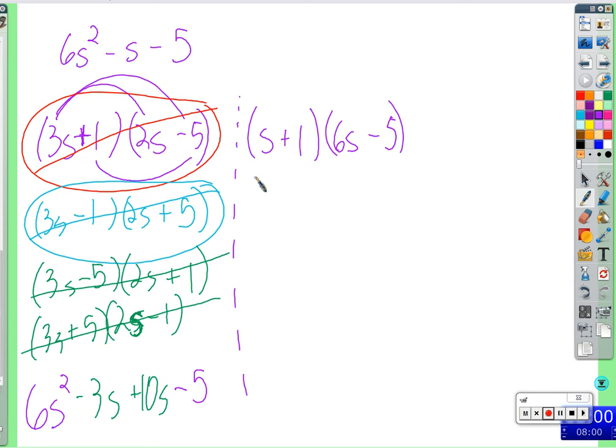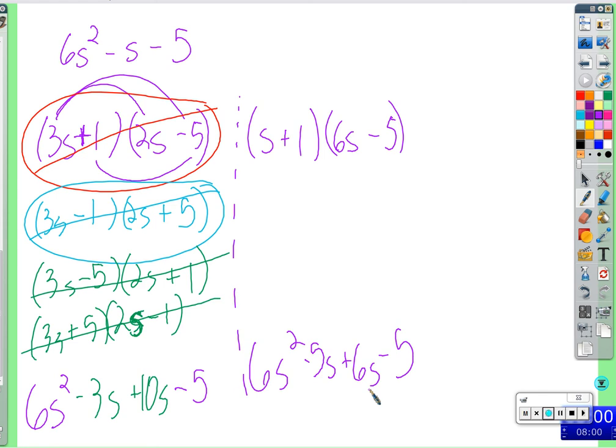So we got s times 6s is 6s squared. That's right. 1 times negative 5 is negative 5. Of course, that's how we're making these decisions so far. Then s times negative 5 is negative 5s. 1 times 6s is 6s. Does that work out? Is that what we wanted? Is this kind of sort of close, though? How is it sort of close?